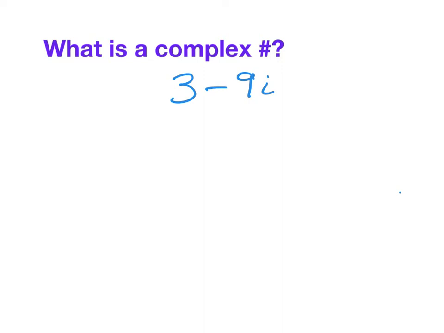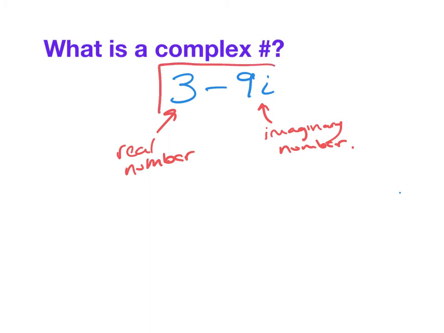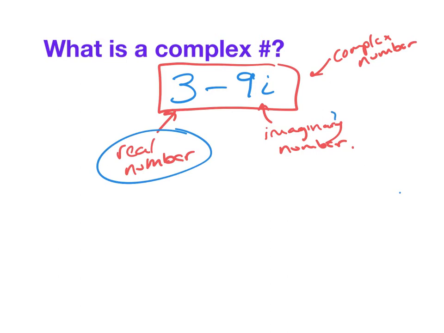And so anytime you have a real number involved, the 3 ends up being what's called the real number part, and the 9i is called an imaginary number. Anytime they're combined as one expression, like so, those are called complex numbers. So a complex number involves both the real number and the imaginary part.